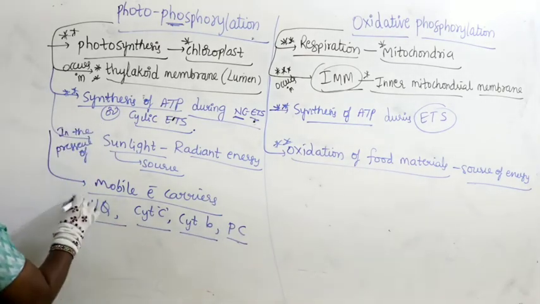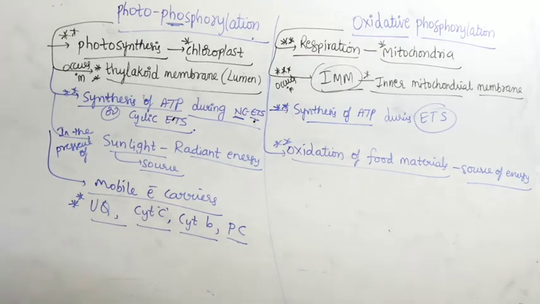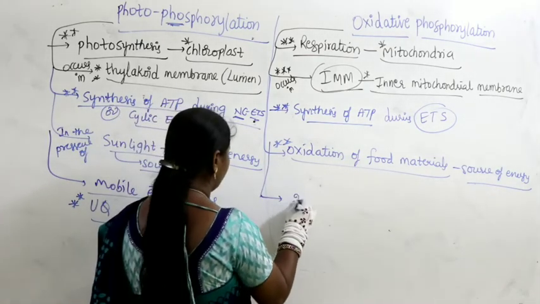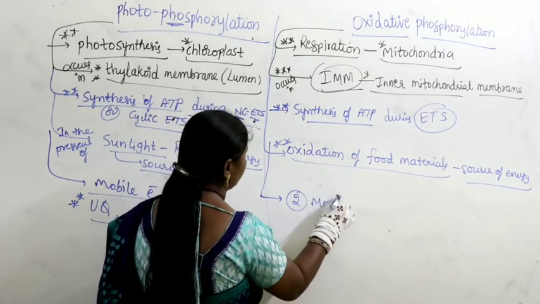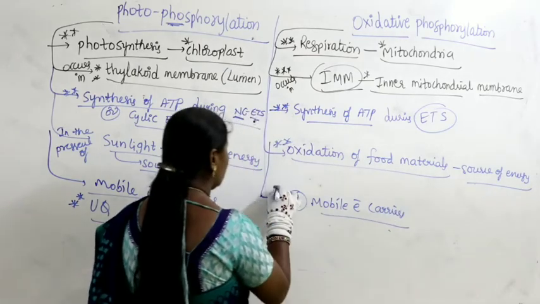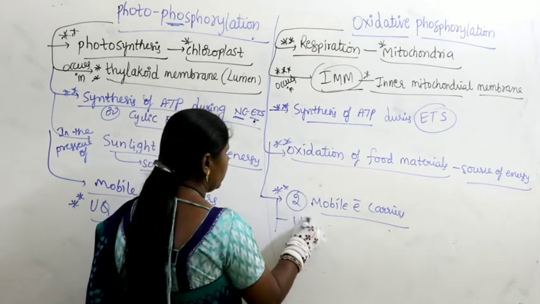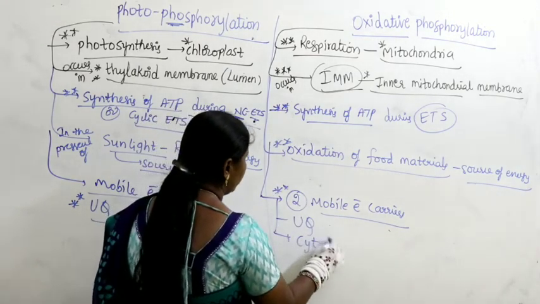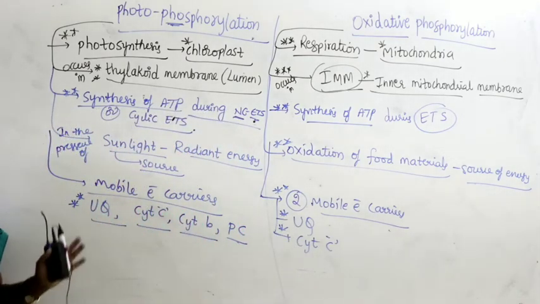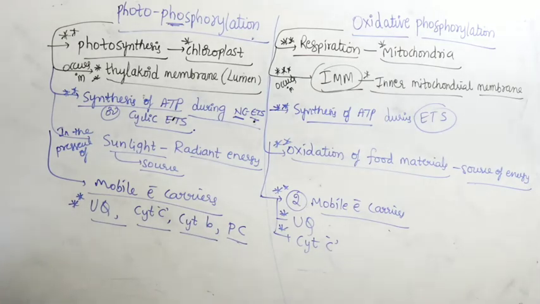So these act as mobile electron carriers, whereas in oxidative phosphorylation it includes two mobile electron carriers. Which are they? One is ubiquinone, the other one is cytochrome C. Right. So there are many enzymatic complexes, and many enzymes play a very vital role. ATP synthetase and other enzymes play a very vital role.